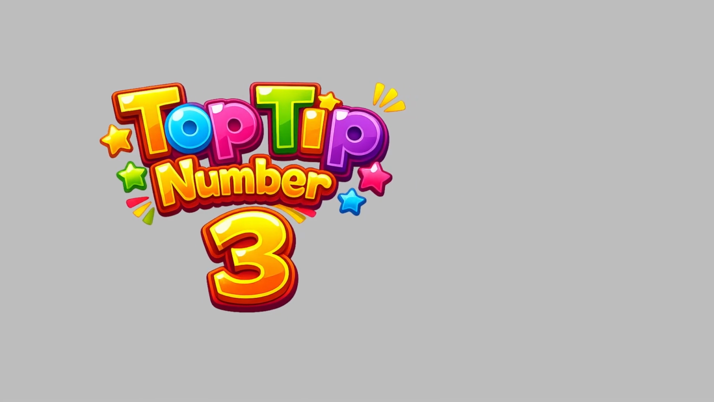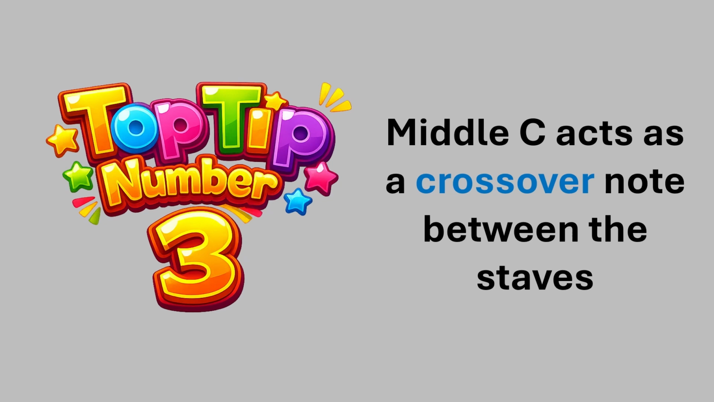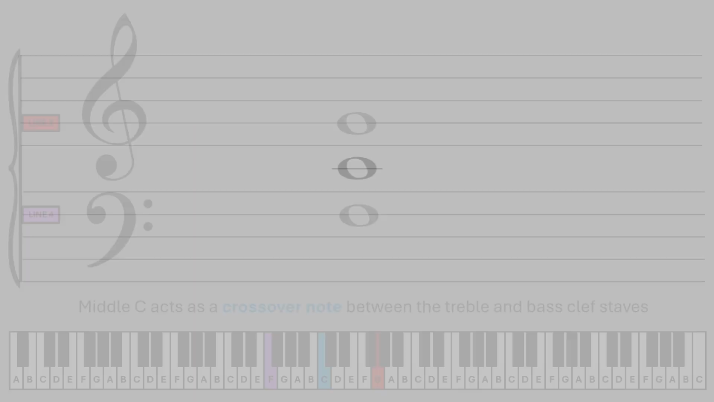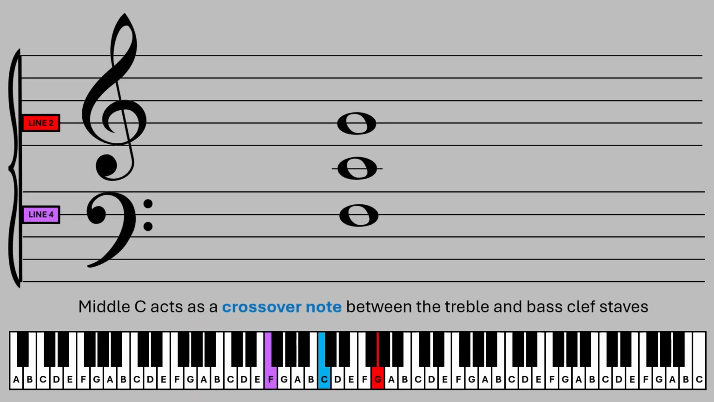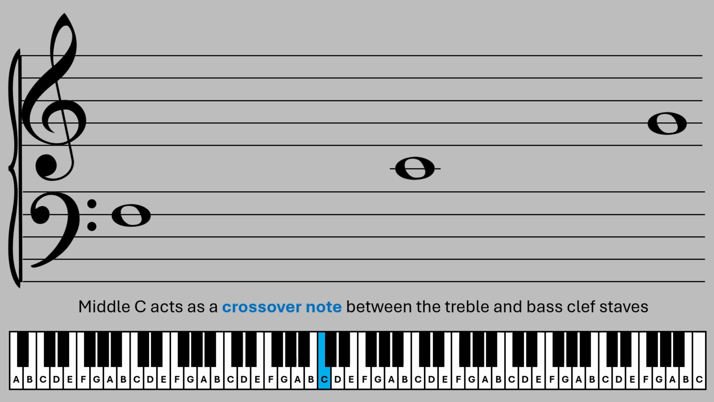Top tip number 3. Middle C acts as a crossover note between the staves. Here are the notes middle C with G in the treble clef and F in the bass clef. Let's slide them over. Let's add the notes from F in the bass clef to G in the treble clef and see how middle C acts as the crossover note between the clefs.